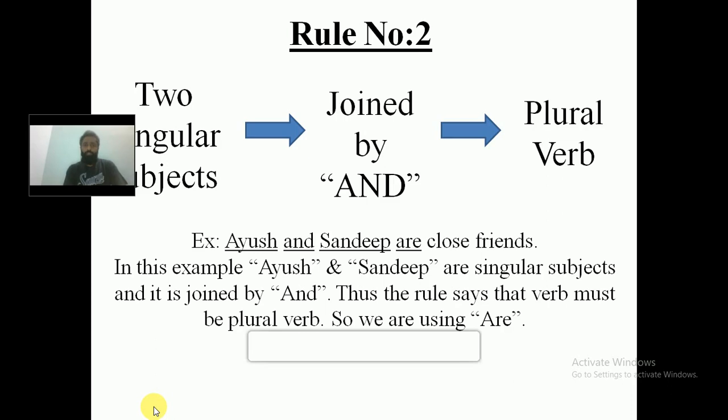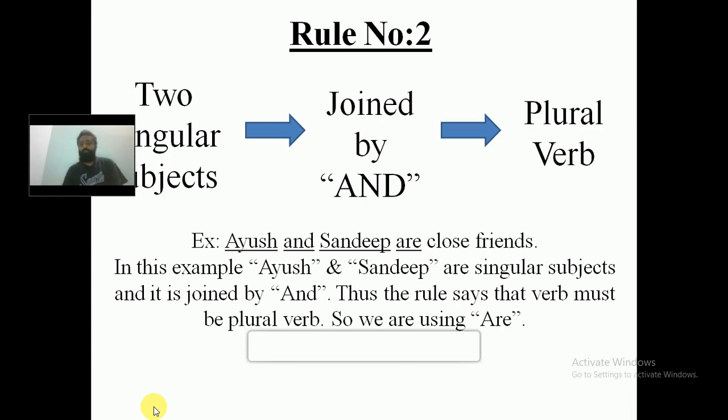What is the second rule? Two singular subjects. Come to the example now. What are the two singular subjects? Ayush and Sandeep. These are the two singular subjects joined by and. Go back to the example. Ayush is a singular subject. Sandeep is a singular subject joined by the word called and.